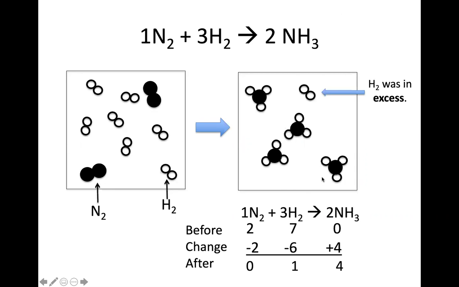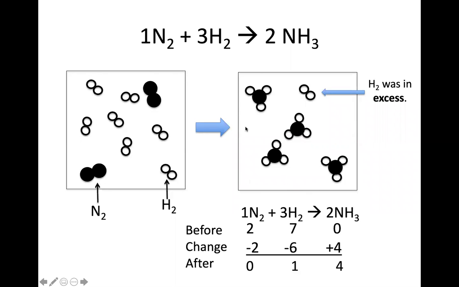Using this would give me an image like this. I see that I have an H2 molecule as excess, and 4 NH3 molecules are being produced. So sure enough, this is consistent with what the BCA table would be telling me.